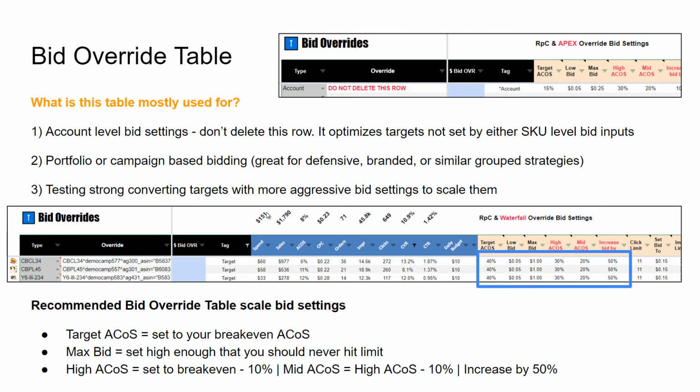All right, so here's the bid override table, and this is where, if you understand how to use this, you're going to do some serious damage in the right direction. So what's this used for?